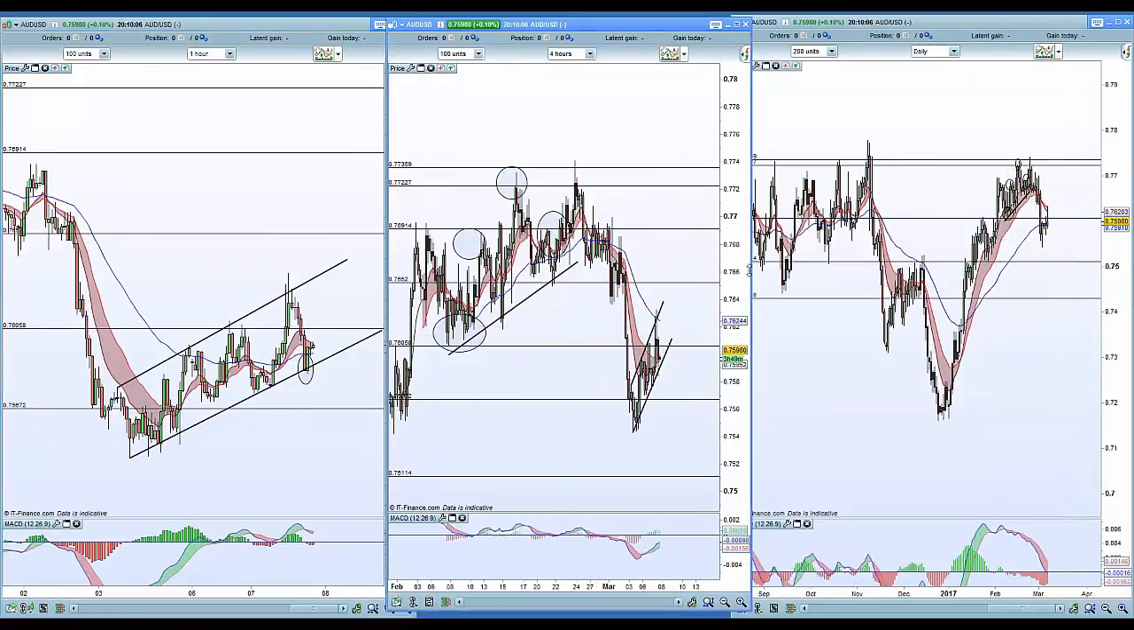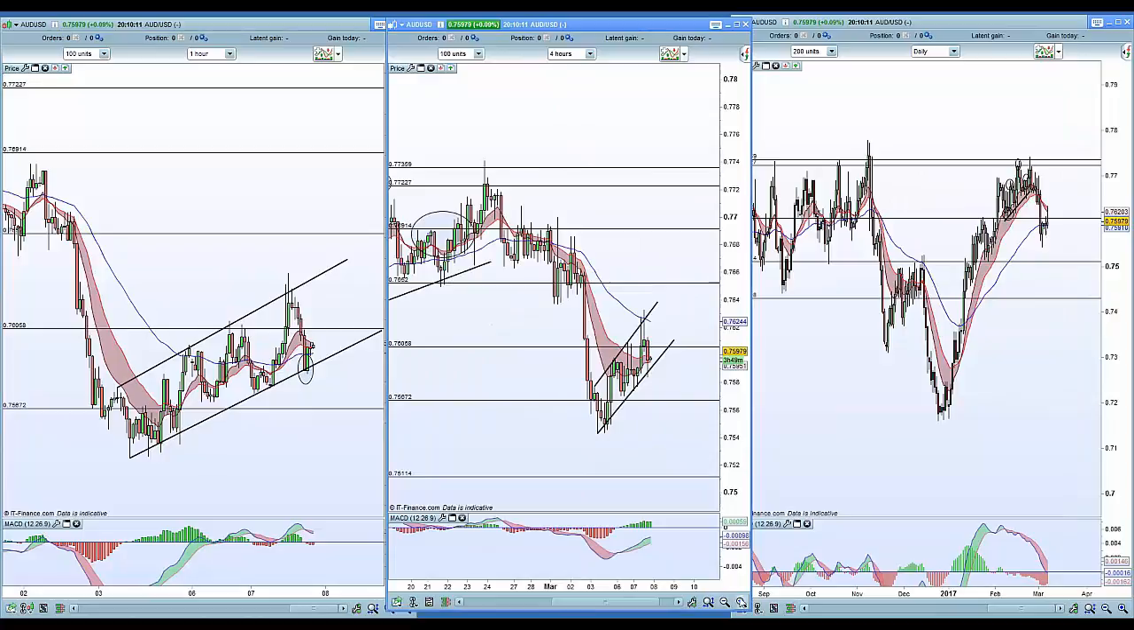But I'm slightly more bearish. I'm using the daily and 4-hour chart as my reference point for the Aussie dollar. So take note of this bearish flag pattern.